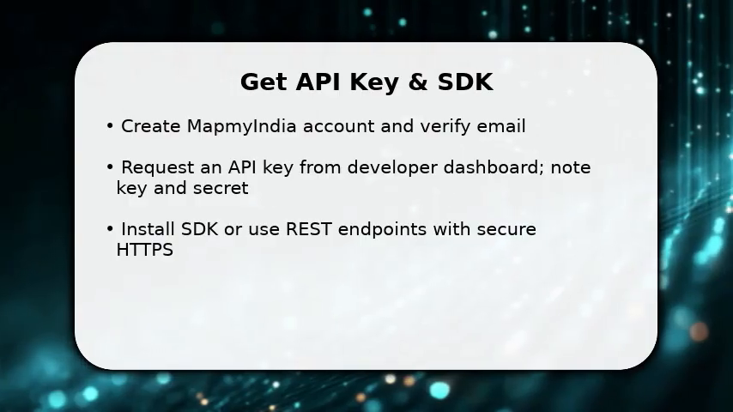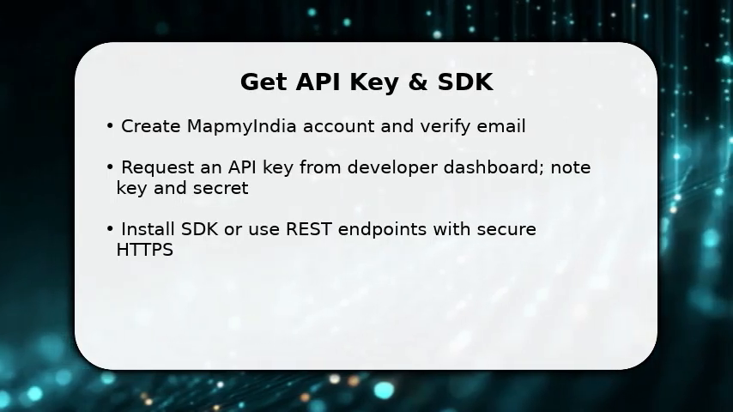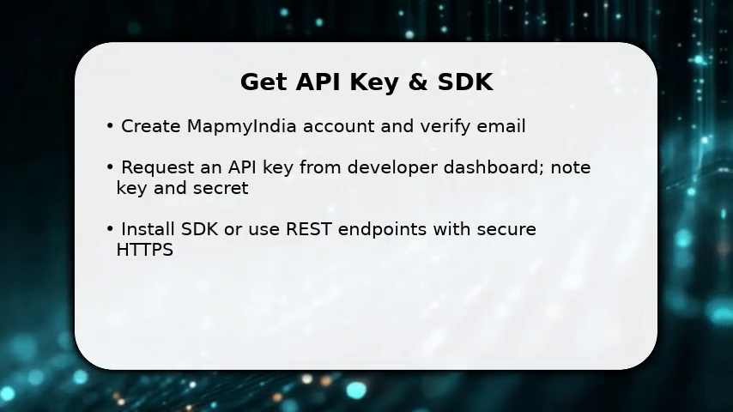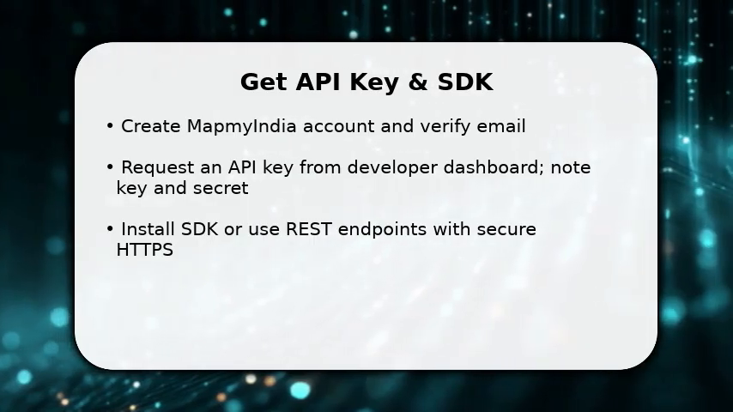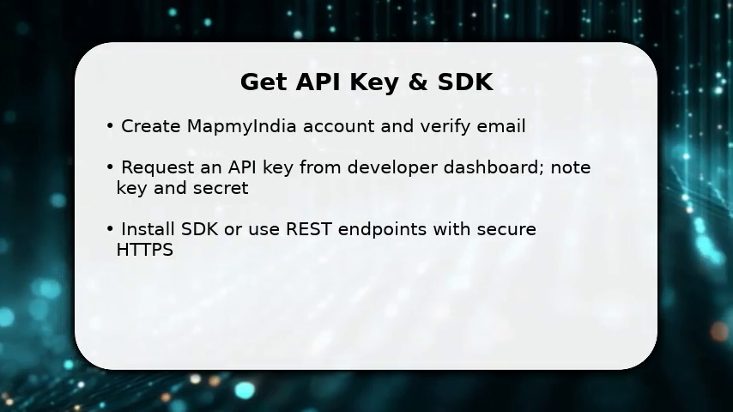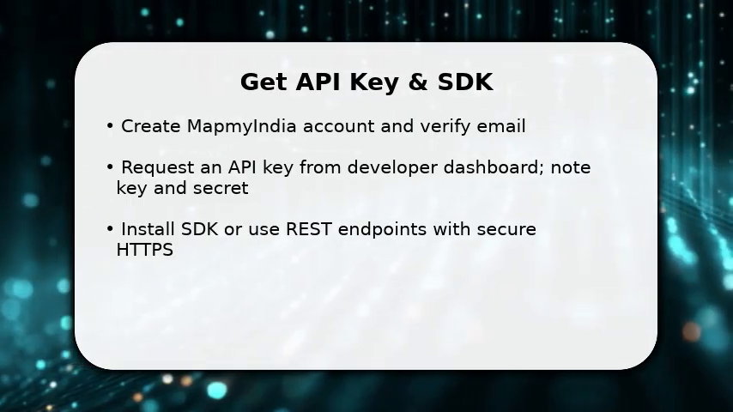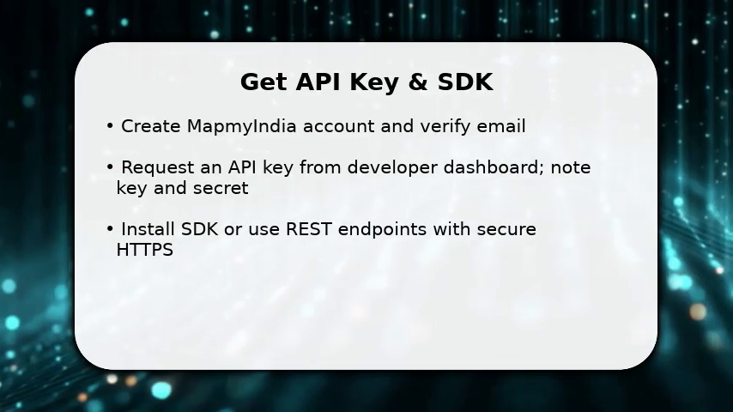You start by creating your MapmyIndia developer account and requesting an API key. This gives you authenticated access. Once you have the key and secret, store them securely in environment variables or a secrets manager so they aren't hard-coded. Next, install the official SDK for your platform or prepare to call the REST endpoints with HTTPS.